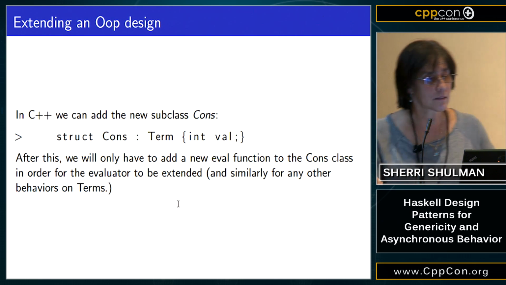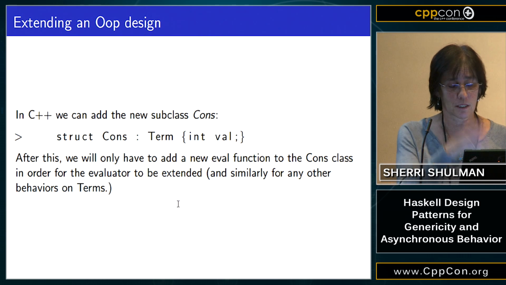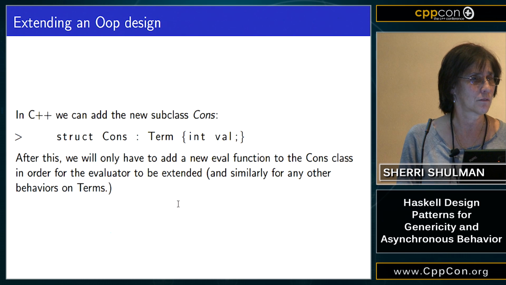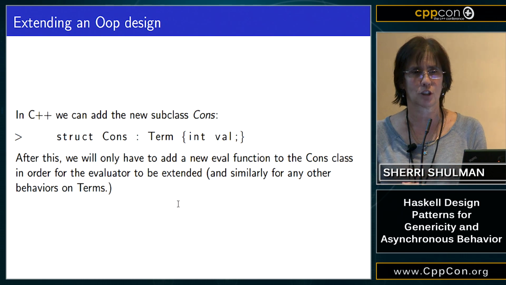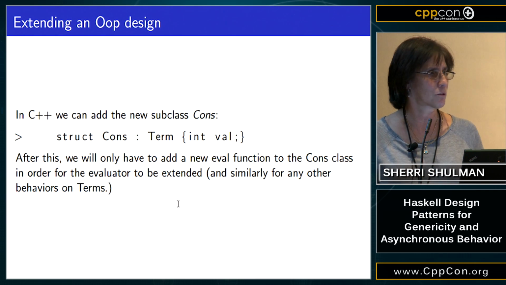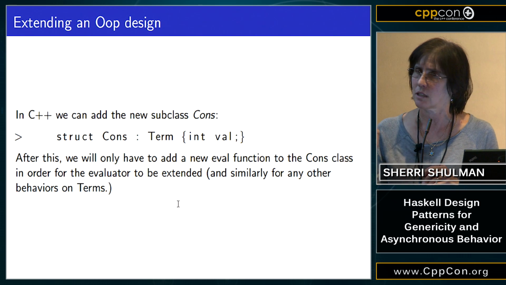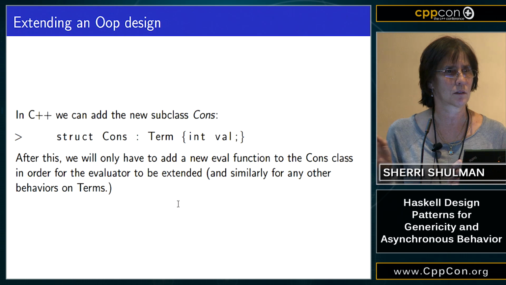In C++, if we add the new subclass cons, then I only have one kind of constant in this one, an int. All we'll have to do is add a new eval function. You could say that this is better in that sense, because I only ended up having to change the thing I just added, instead of this ripple effect where I had to change a bunch of different function definitions. I only have to change the subclass that I just added to my hierarchy. Everybody okay with that?